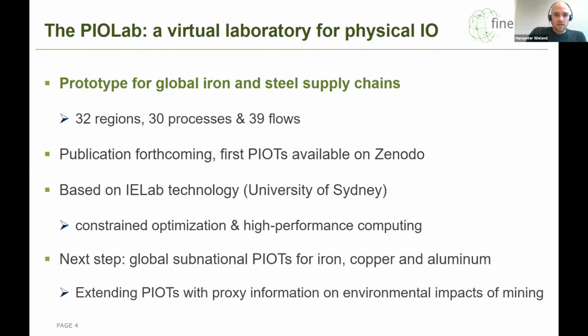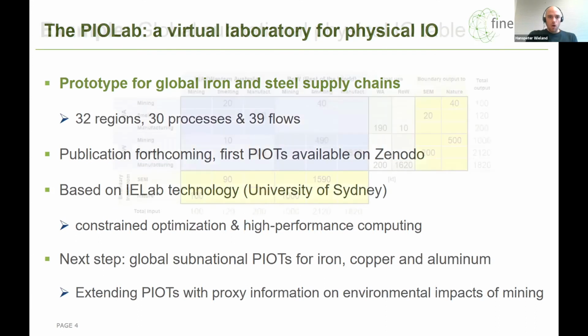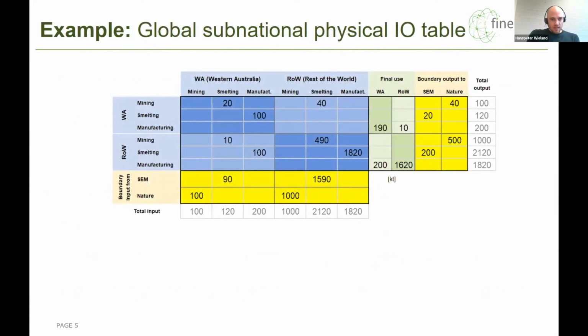The next steps are then to create these global subnational tables for iron, copper, and aluminium, and extending these tables with proxy information on the mining impacts. I can only show you now a basic example of how these tables will then look.